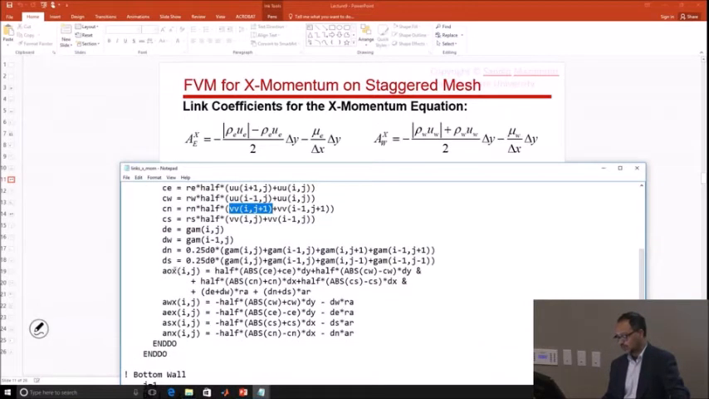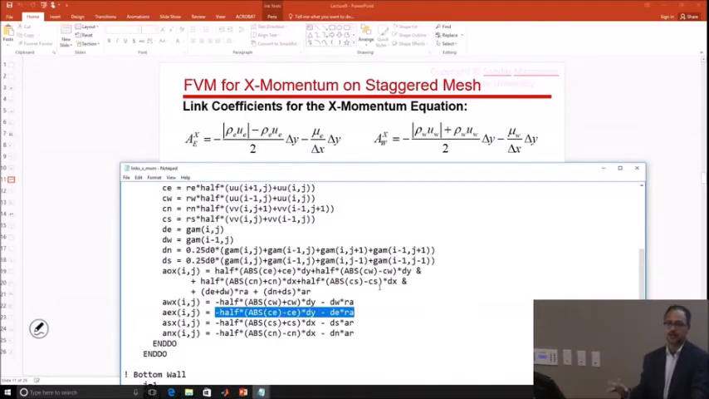Okay, and then finally you have these formulas, and if you look at this one here, this is exactly what I have right here. Negative half of absolute value of CE, which is right there, minus CE, which is right there, times dy, which is right there, minus dE, which is the mu E basically, times RA. RA is delta y over delta x. AR is delta x over delta y, RA is delta y over delta x.